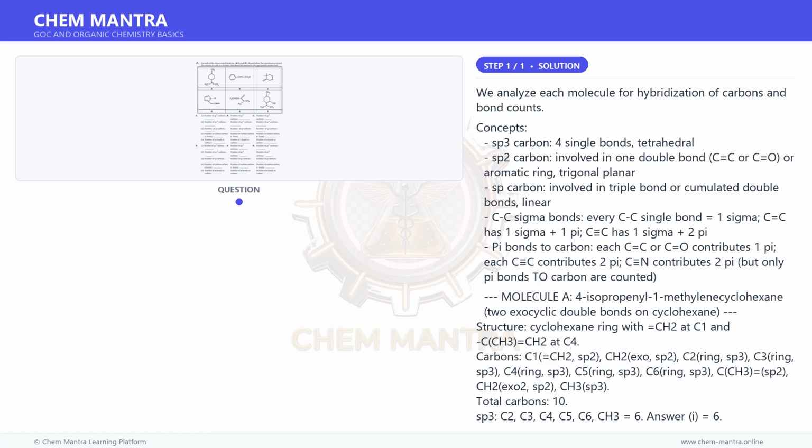C to C sigma bonds: CH2=CH, 1 sigma; CH–C=O, 1 sigma; total C to C = 2. Note, C=O and N bonds are C–N, not C to C. Answer: 4 = 2. Pi bonds to carbon: C=C, 1 pi; C=O, 1 pi; total is 2. Answer: V = 2.